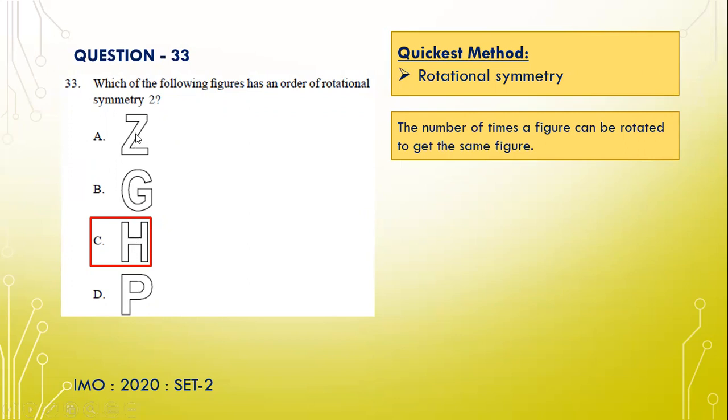Z, if you rotate it, this portion is slightly less than this portion, isn't it? That's why this Z has rotational symmetry of only 1. This G has rotational symmetry of only 1. Even if you rotate the G, it will become G only at 360 degrees. This P obviously will have rotational symmetry of only 1, because if you rotate the P about its center, it will only become P when you rotate it in one full circle of 360 degrees, isn't it? So H is the only figure which has got a rotational symmetry of 2.